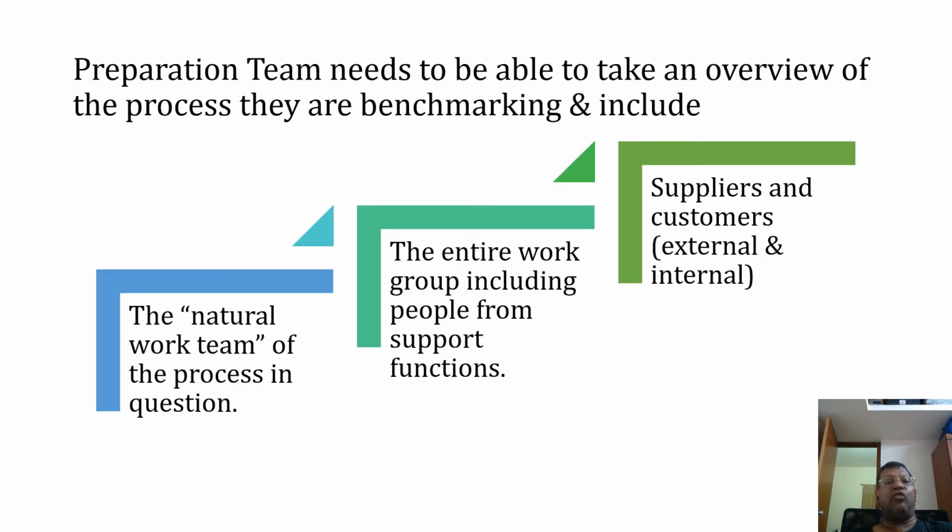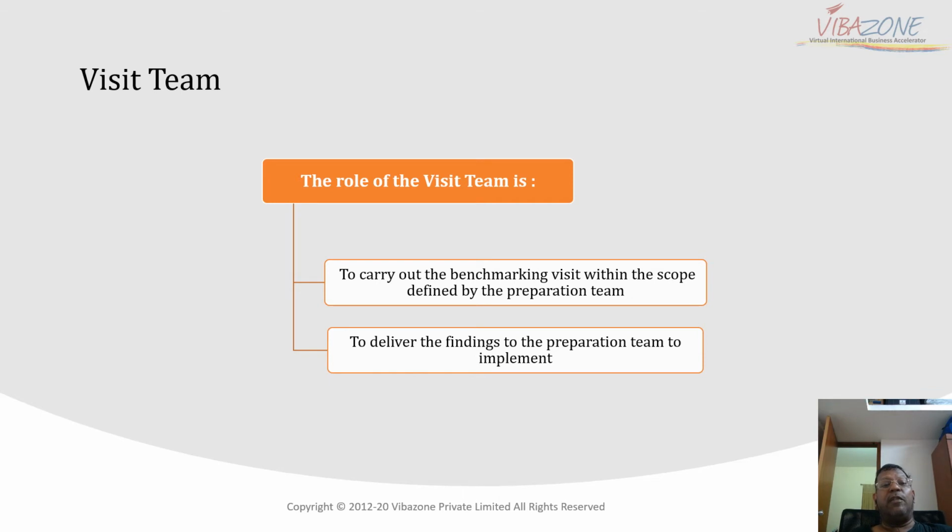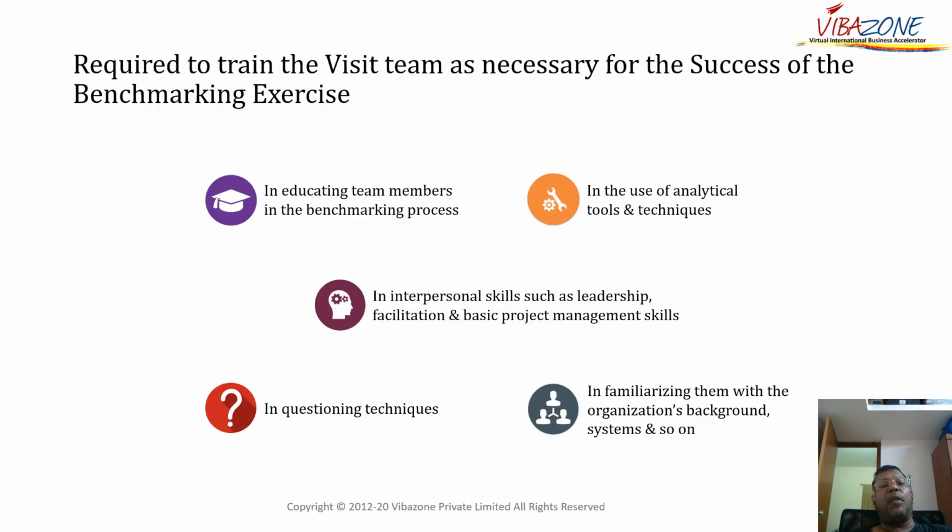That is a preparation. The preparing team need to be able to take an overview of the process. They are benchmarking. First, the natural work team of the process in question, the entire work group, including people from support function, suppliers, and customers. Very important. Now, the visiting team. The role of the visiting team is to carry out the benchmarking visit within the scope already been defined by the preparation team and to make sure they deliver to the preparation team their findings so they can implement.